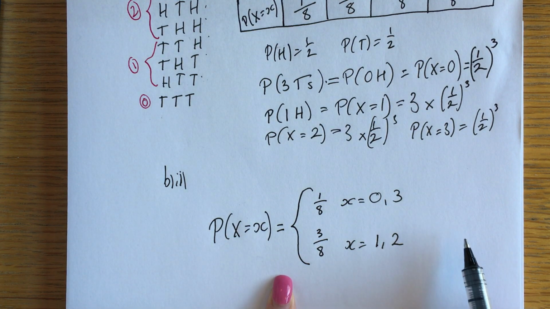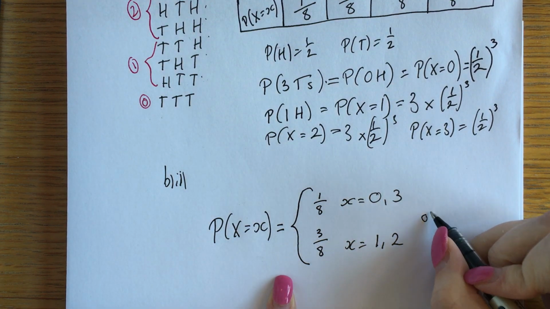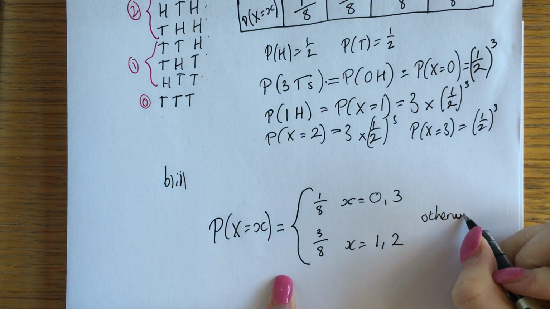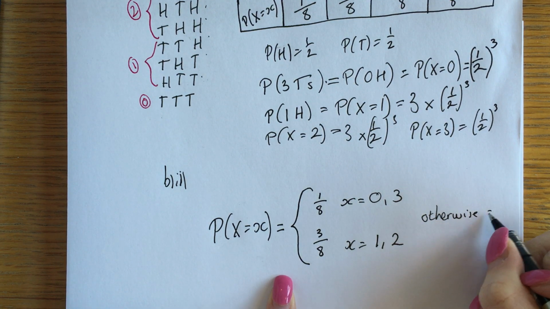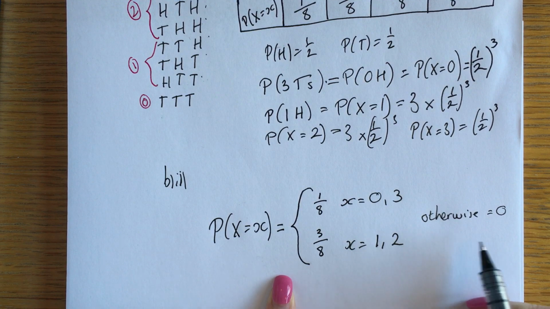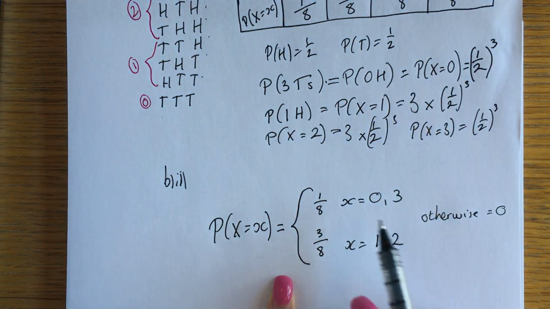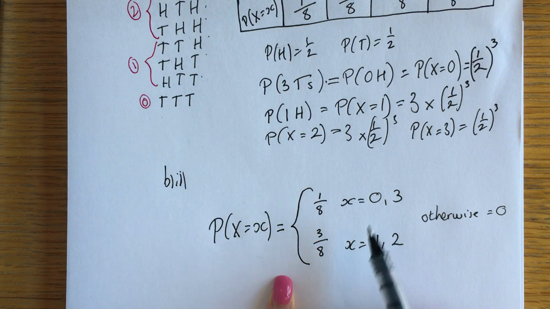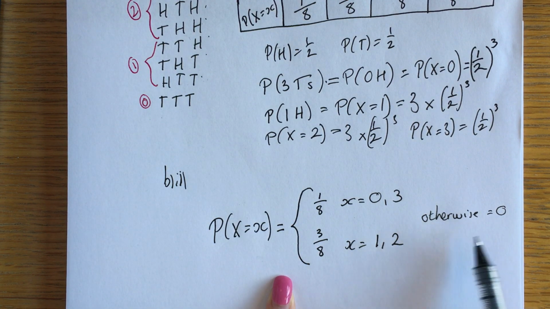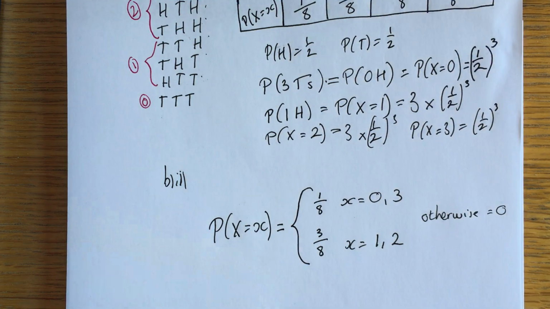Sometimes you might say to the side, otherwise it equals 0, but they don't always expect that. What we can assume here, if I didn't write this, is that these are the only possible outcomes in this particular question. So that's not always needed, but occasionally they do show that in an exam question. So it's worth recognising what the notation means in any case.